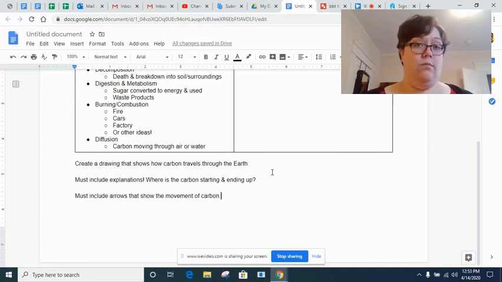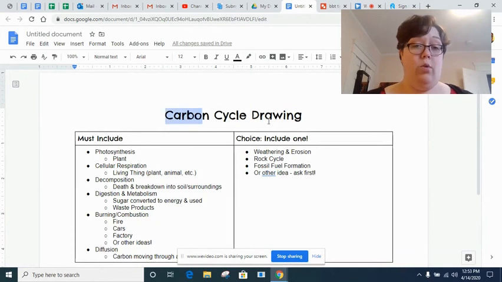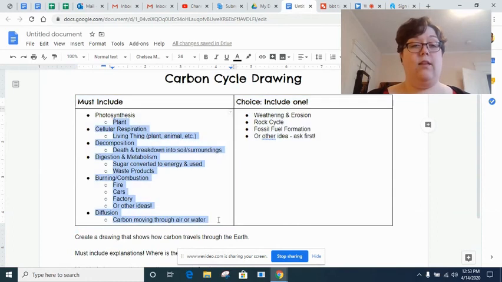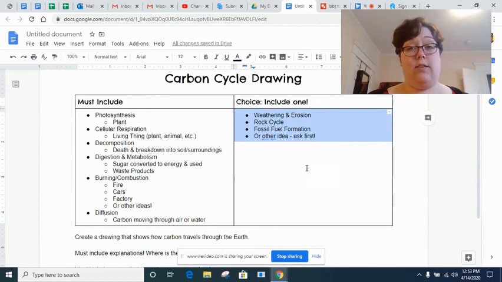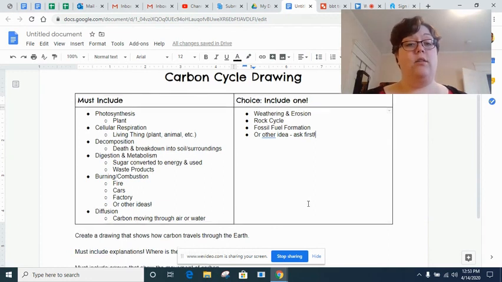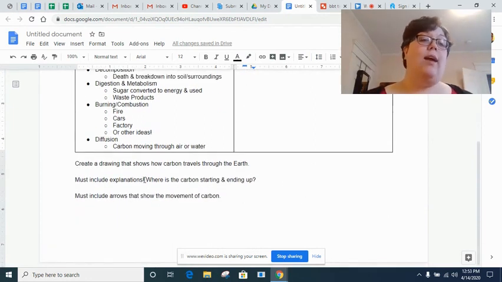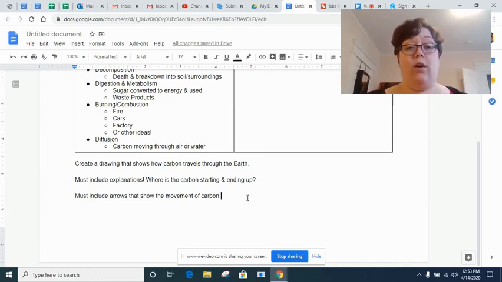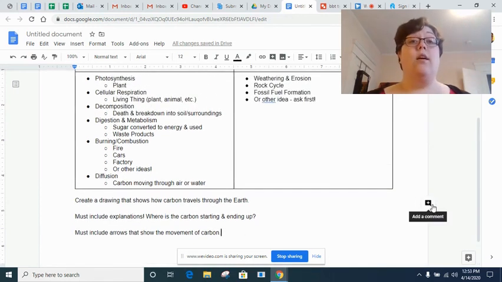So, to recap, you're going to be making this drawing for me. You must include these things on this side. You must include one of the things on this side. You can choose to include more, that's fine, but you must have one. You must include explanations. That might be that you attach a typed paragraph, or it might be that you've got text right on your drawing. And you must include arrows that show the movement of carbon. All right? Go to work.